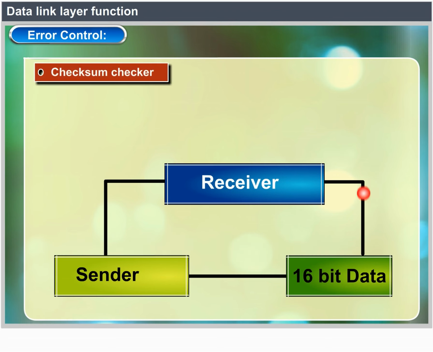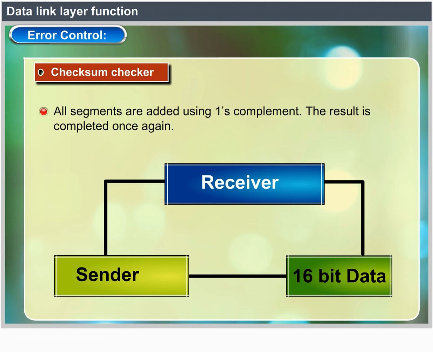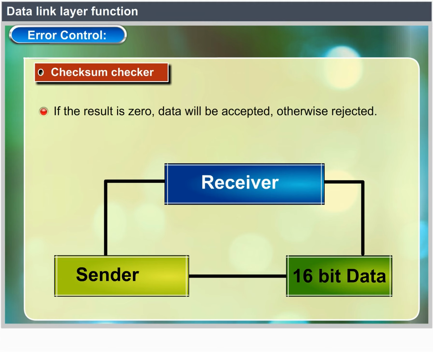Checksum checker. The receiver receives the data unit and divides it into segments of equal size. All segments are added using 1's complement. The result is complemented once again. If the result is 0, the data will be accepted, otherwise rejected. Example, if the final data is non-zero, then it is rejected.